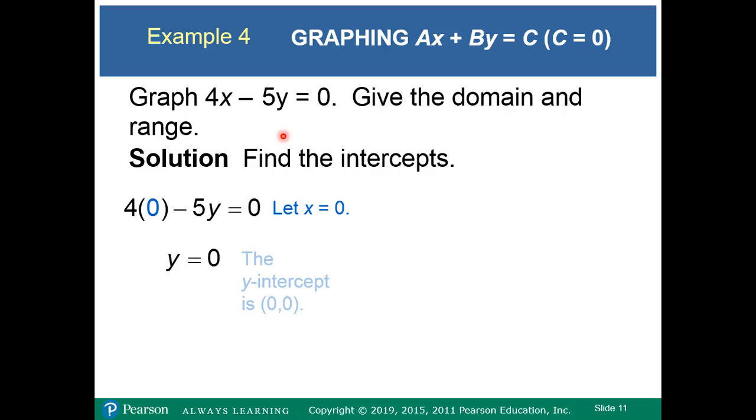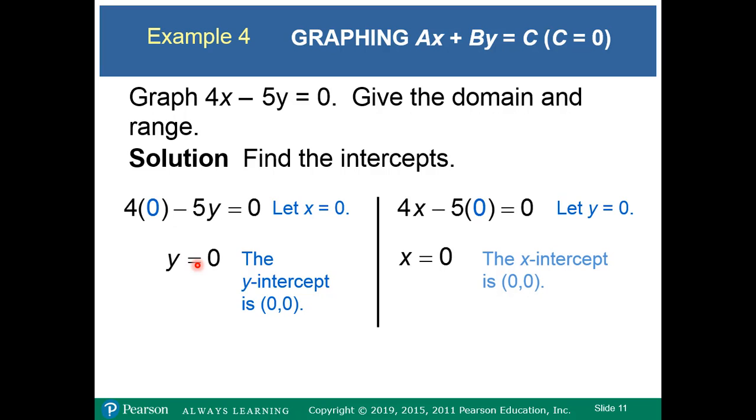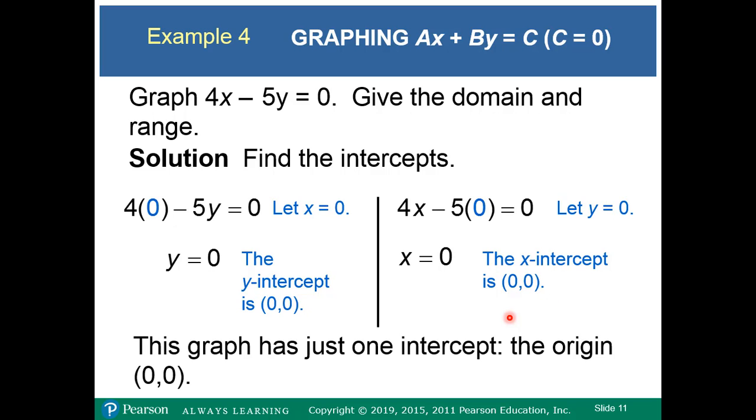Here we find that the y-intercept is at 0, 0. So it goes through the origin. In fact, the x-intercept is also at the origin. You don't even need to solve, because if it goes through the origin, then the x and y-intercepts are the same. So this means that the line goes through the origin. So there's just one intercept.